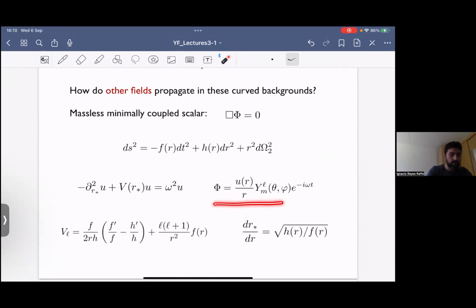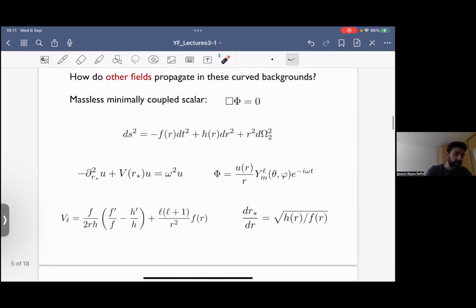If you decompose in the standard way, you separate variables in this way, you can recast the Klein-Gordon equation as a Schrödinger equation, provided that you change radial coordinates to the so-called tortoise coordinate, which is defined in this way. It just depends on the ratio of the two functions that appear in the metric. This is the same thing you do for black holes. You want a coordinate that moves slowly as you approach the horizon, and it's the same thing here.